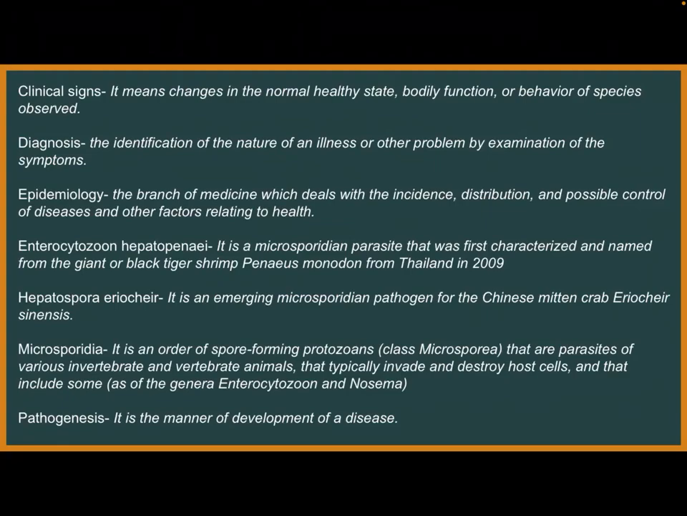Hepatospora eriocheir is an emerging microsporidian pathogen for the Chinese mitten crab, E. sinensis. Microsporidia is an order of spore-forming protozoans from class Microsporidia that are parasites of various invertebrate and vertebrate animals that typically invade and destroy host cells, and that includes some Enterocytozoon and Hepatospora. Pathogenesis means it is the manner of development of a disease.